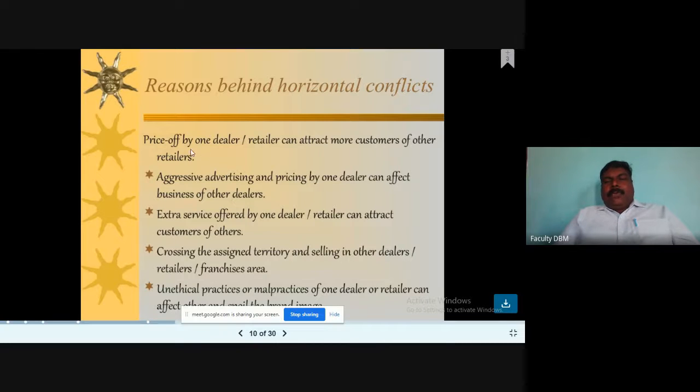A price cut by one dealer or retailer can attract more customers from other retailers. Aggressive advertising and pricing by one dealer can affect the business of other dealers. Extra service offered by one dealer can attract the customers of others. Crossing the assigned territory and selling in other dealers' areas, unethical practices and malpractices of one dealer can affect others. For this reason, nowadays in the market they are coming together as a syndicate and doing the sales with the same margin. So nowadays you cannot find this horizontal problem much, but still in new areas and with some products we have these problems.